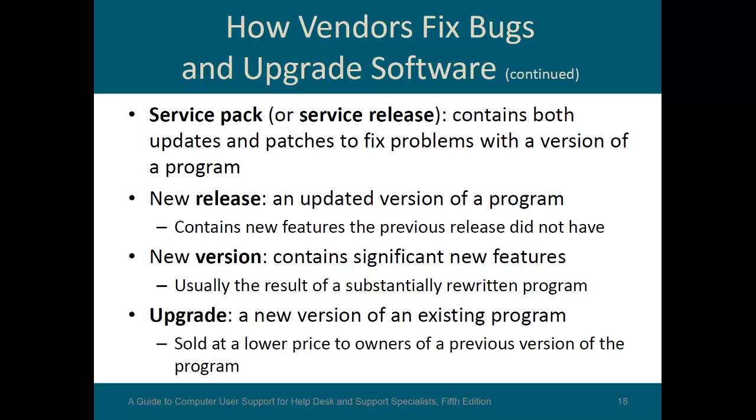A new release is an updated version of a program. It contains new features the previous release did not have. A new version contains significant new features, usually the result of a substantially rewritten program. An upgrade is a new version of an existing program, and it's typically sold at a lower price to owners of a previous version of the program.